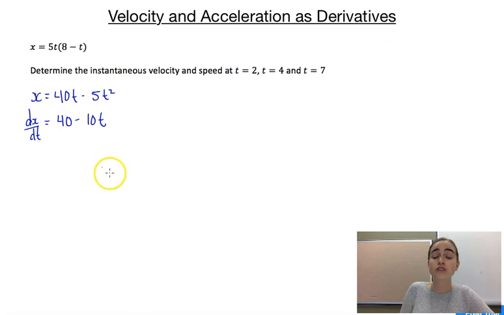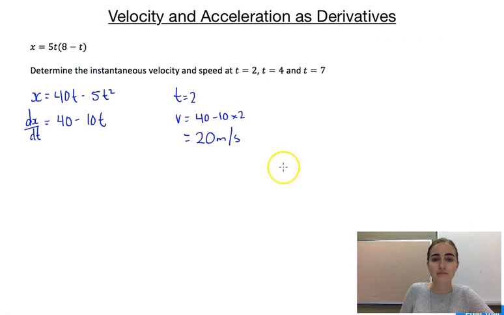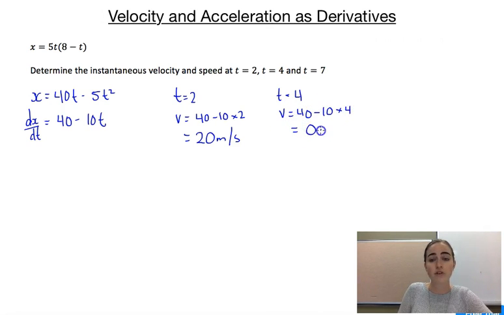Okay, so this is the equation for our velocity, but we want the velocity at these three specific points. So at t equals 2, our velocity would be equal to 40 minus 10 times 2, so 40 minus 20, which would be 20 meters per second. At t equals 4, so at 4 seconds, we're going to have the velocity equal to 40 minus 10 times 4, which would just give us 0 meters per second. And at t equals 7, we'd have the velocity equals 40 minus 10 times 7. So that would give us minus 30 meters per second.